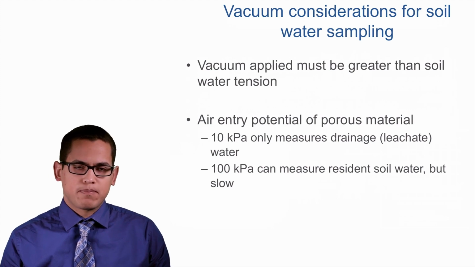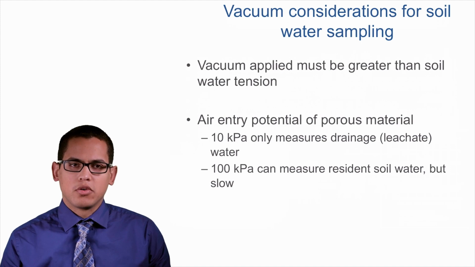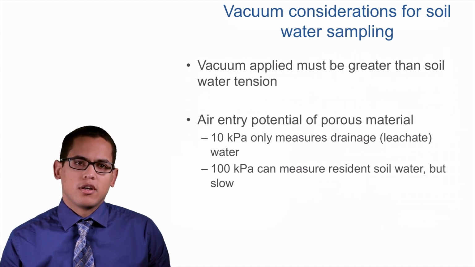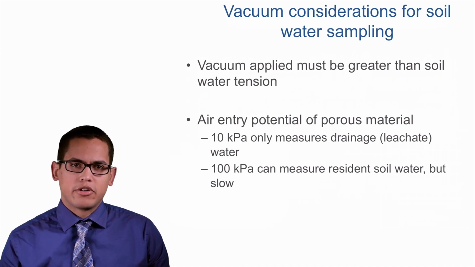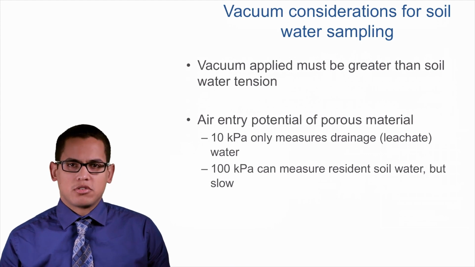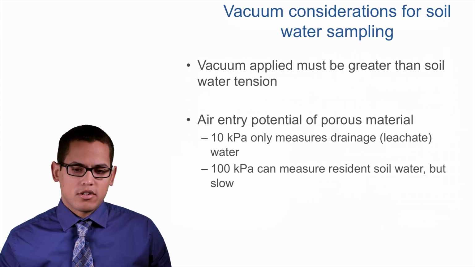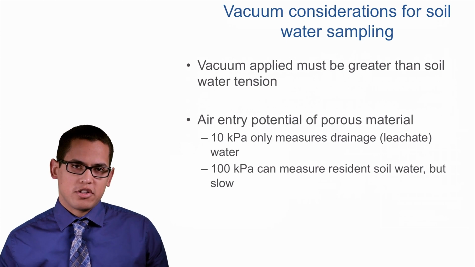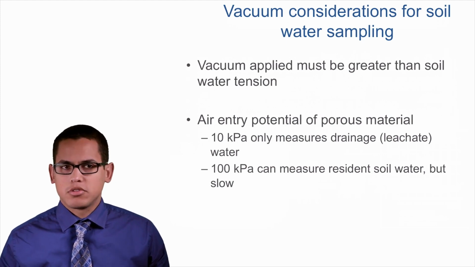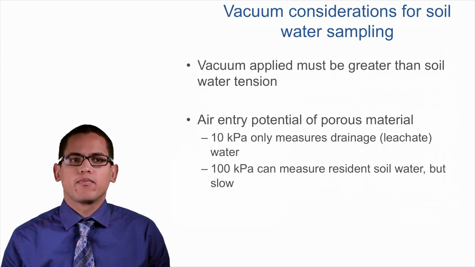Other ceramics like aluminum oxide and silicon carbide, their entry point ranges from 90 to 100 kPa. And with this higher air entry point, you can measure resident soil water, but it is slow. So the flow rate into these higher air entry point ceramics is going to be much slower.